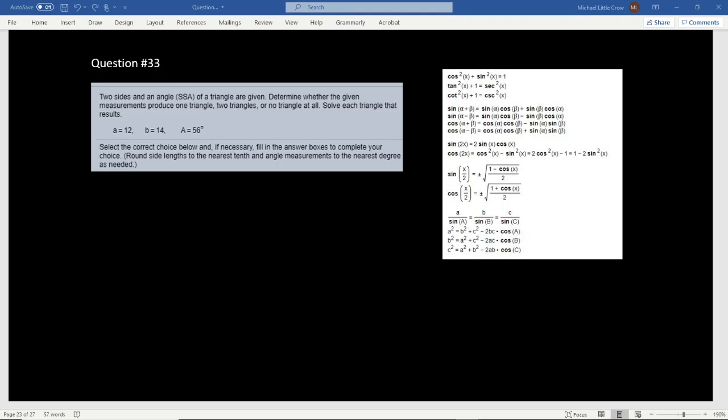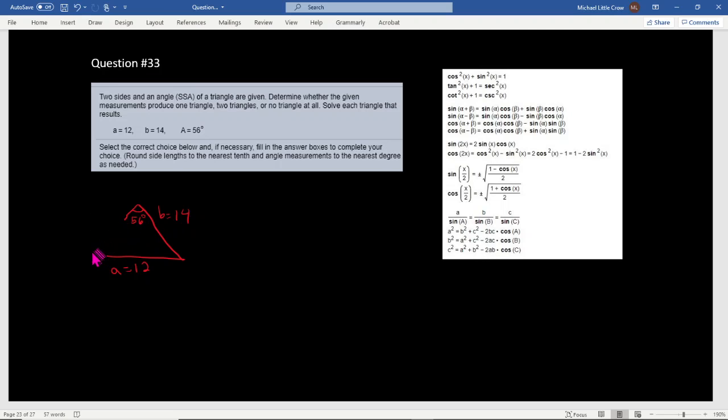Question 33. For this one, we are given a side-side angle. So that means we've got two sides and then an angle A. If we were to draw this, we could go with the side a of 12, and b is 14, and what we know about the angle A is that it's 56 degrees.